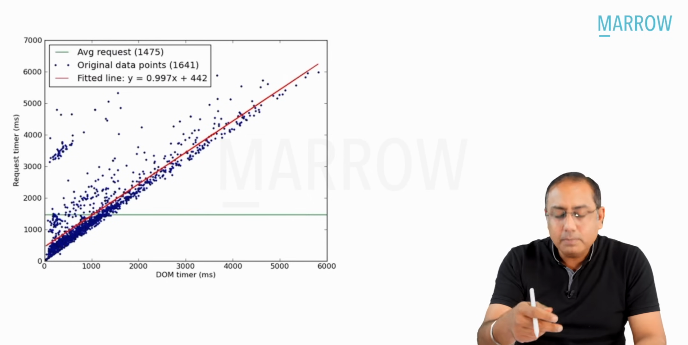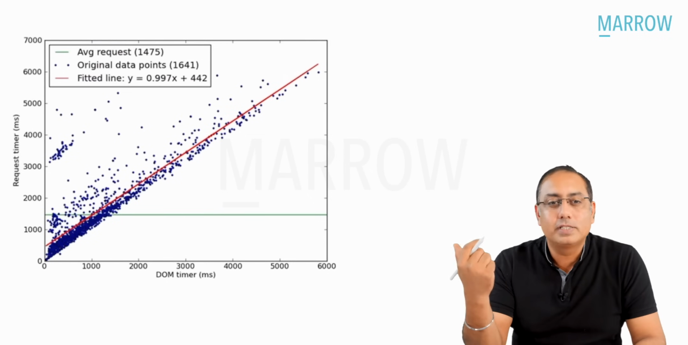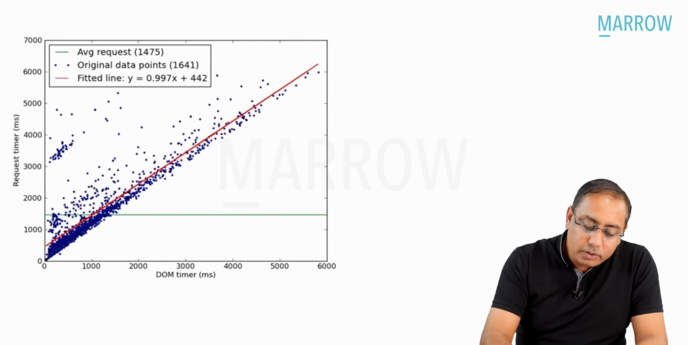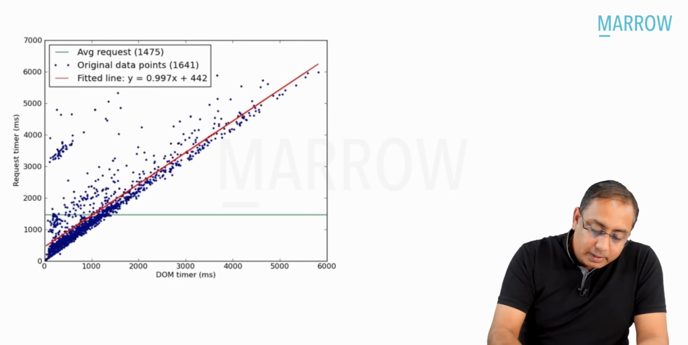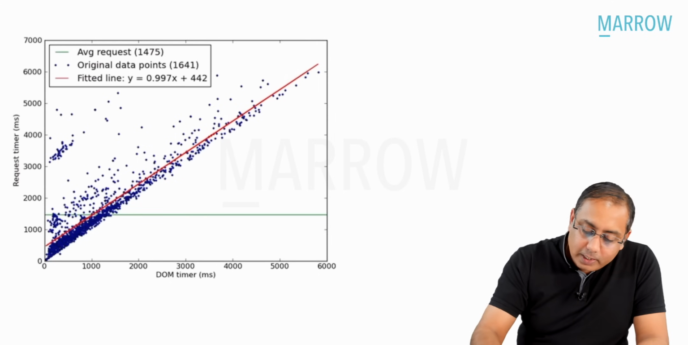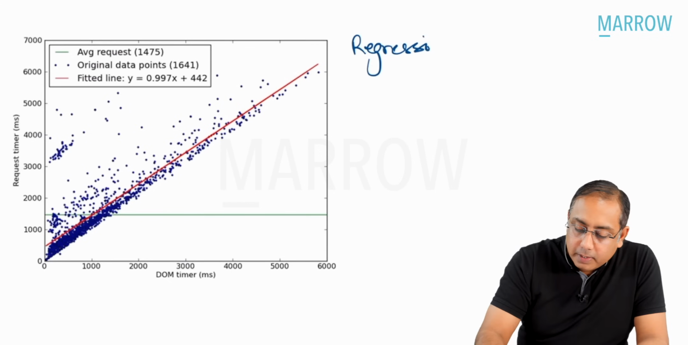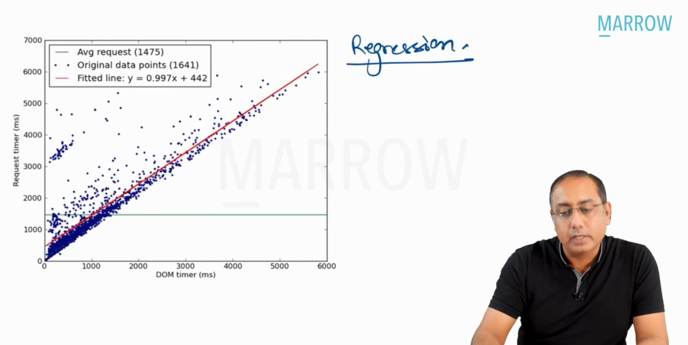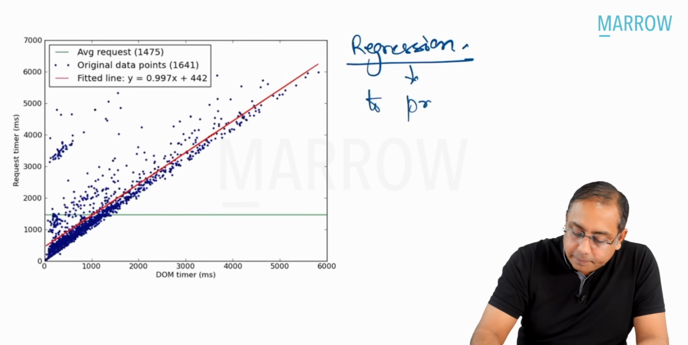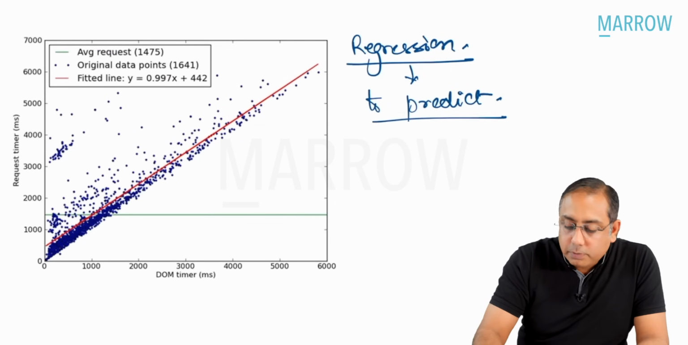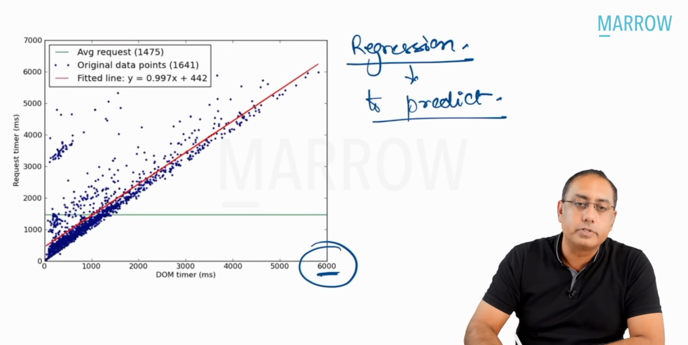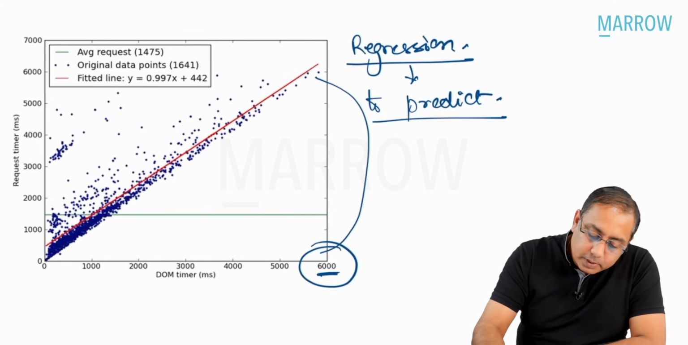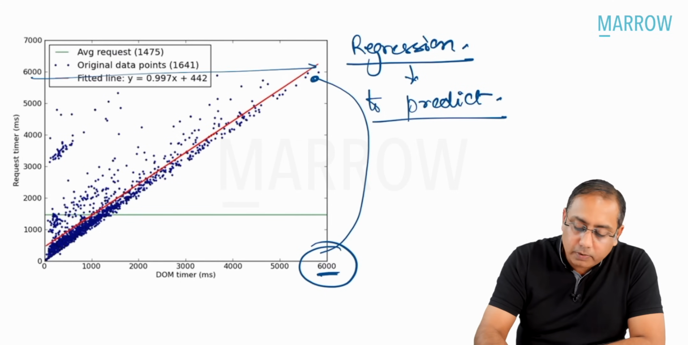So next, sometimes the examiner may confuse you with this diagram as well. What do you see here? Of course, it looks like a scatter plot only. But if you see, we can also plot something called a regression. So you have to know what is regression. Regression means to predict. If you know the value of one variable, let us say you know the value of 6,000, can you predict how much will be the value at this particular point?